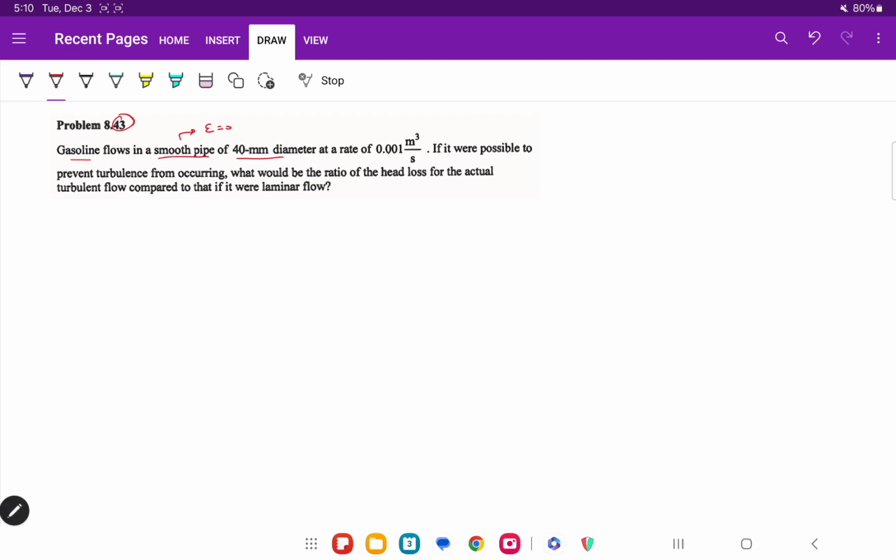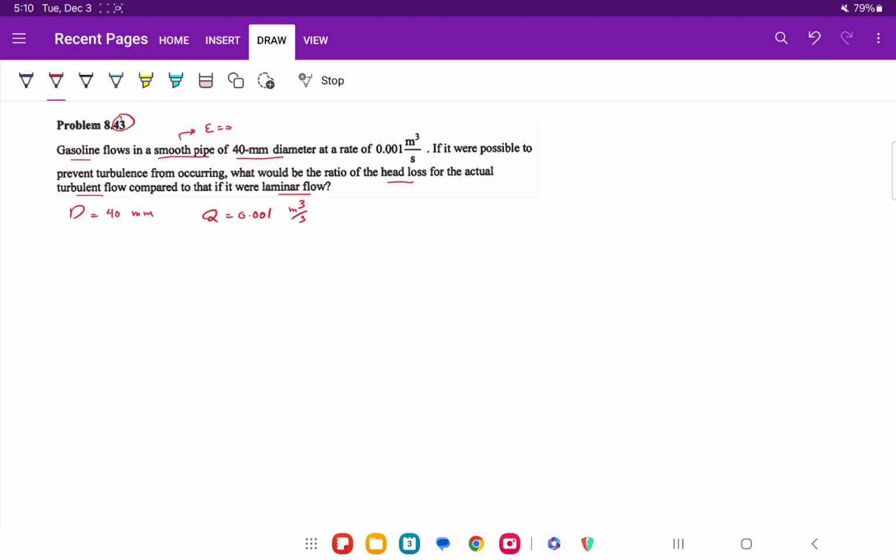We have the diameter of the pipe, flow rate. If it were possible to prevent turbulence from occurring, what would be the ratio of the head loss for the actual turbulent flow compared to that if it were laminar flow? So actually in this problem we have to calculate head loss in turbulent flow and laminar flow, and we have to compare them.